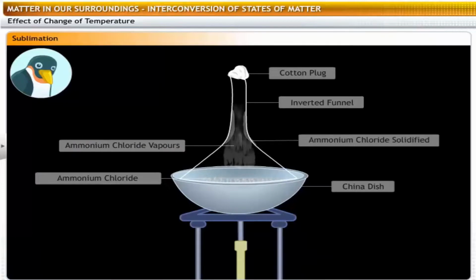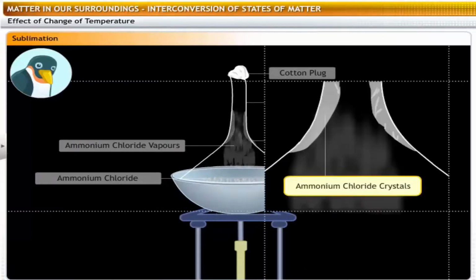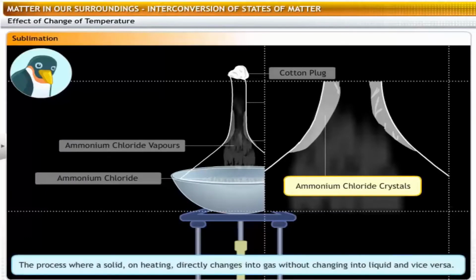You can see the vapors of ammonium chloride settle as crystals on the inner walls of the stem of the funnel. The ammonium chloride crystals can be collected from the inner walls of the funnel. The process where a solid on heating directly changes into gas without changing into liquid, and a gas on cooling directly changes to solid without changing into liquid, is called sublimation.